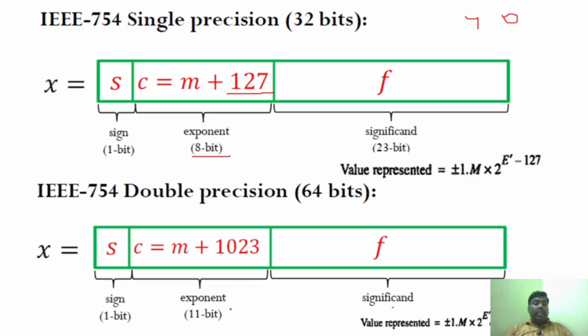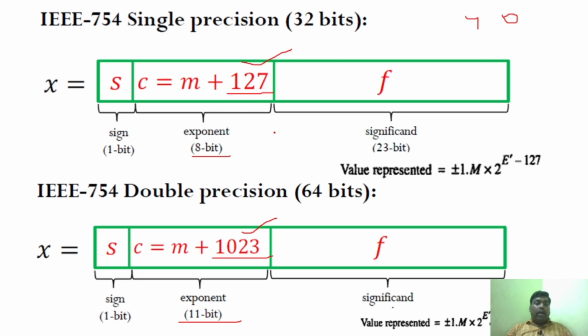Similarly here the exponent is 11 bits, so the bias value is 1023. Understand very carefully. So for double precision, the bias value is 1023, and for single precision, the bias value is 127. I will explain very clearly why it is 127 and why it is 1023.